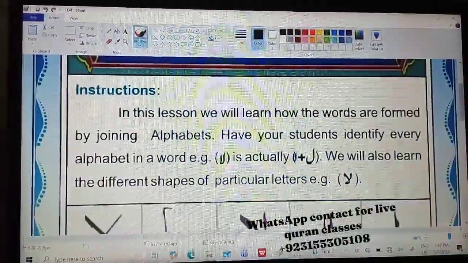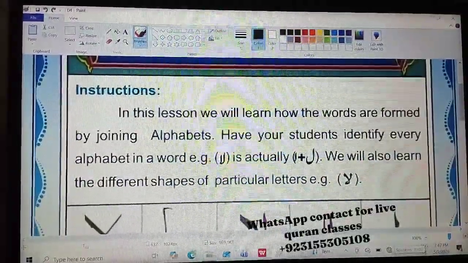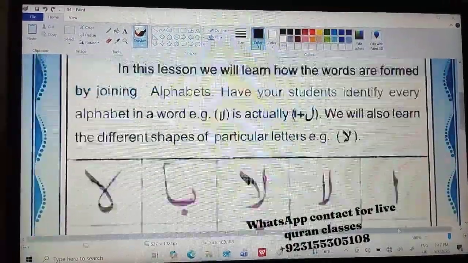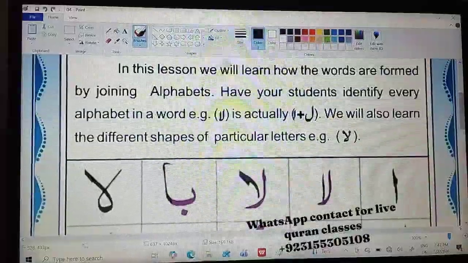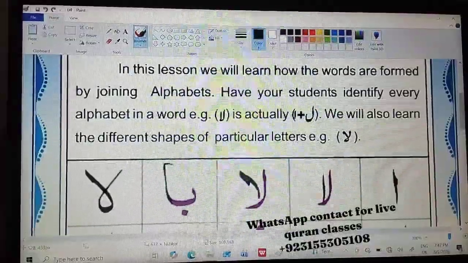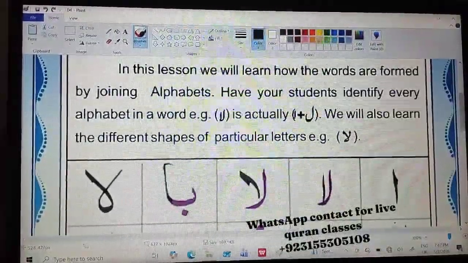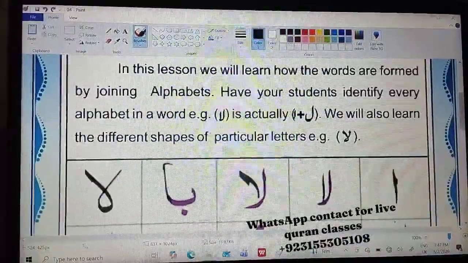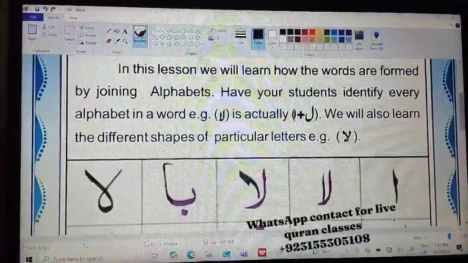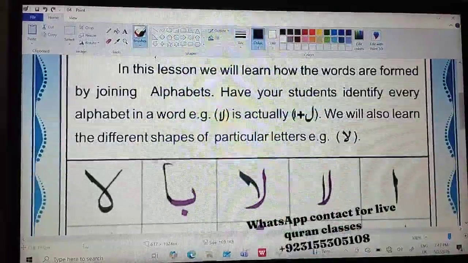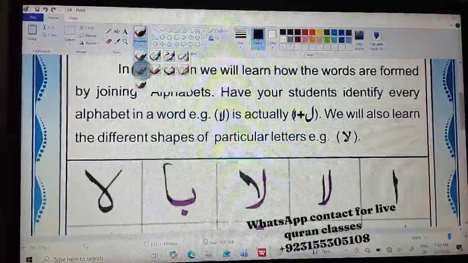We will also learn the different shapes of particular letters, e.g. lam alif. Okay, so dear students, now we start learning and reading the letters. We read with the name of Allah subhanahu wa ta'ala, with ta'awwudh and tasmiyah. أعوذ بالله من الشيطان الرجيم. بسم الله الرحمن الرحيم.